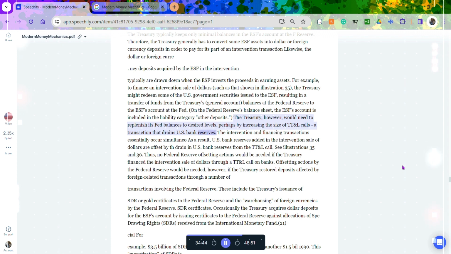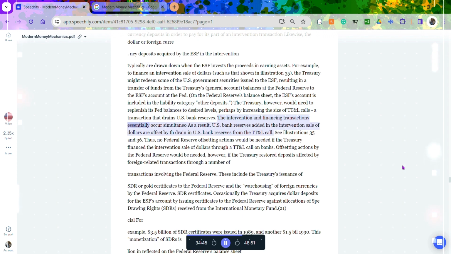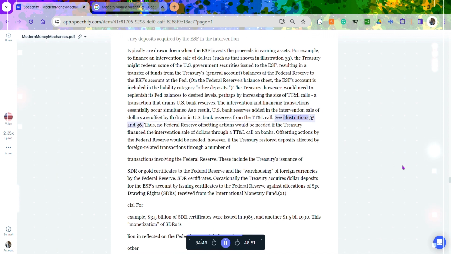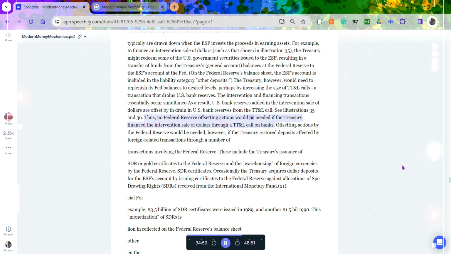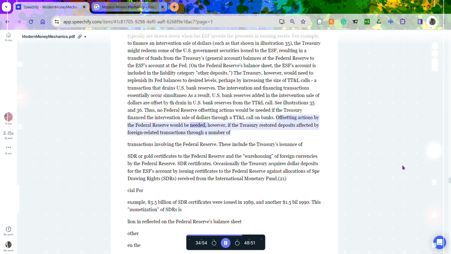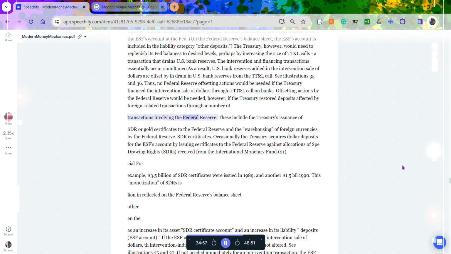bank reserves. The intervention and financing transactions essentially occur simultaneously. As a result, U.S. bank reserves added in the intervention sale of dollars are offset by the drain in U.S. bank reserves from the TTNL call. See illustrations 35 and 36. Thus, no Federal Reserve offsetting actions would be needed if the Treasury financed the intervention sale of dollars through a TTNL call on banks. Offsetting actions by the Federal Reserve would be needed, however, if the Treasury restored deposits affected by foreign-related transactions through a number of transactions involving the Federal Reserve.